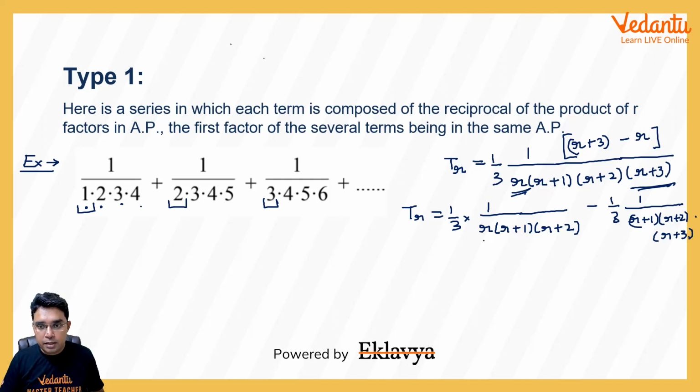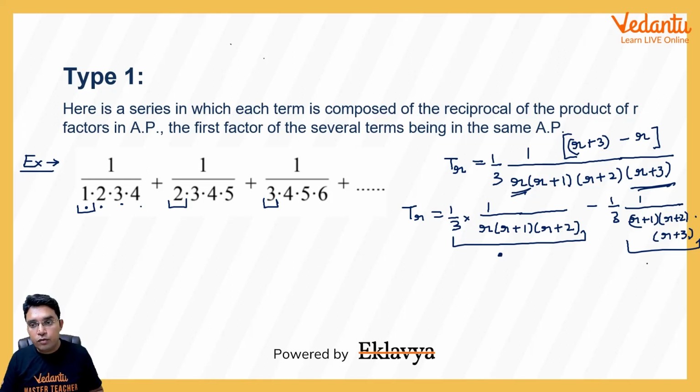Now you can check. These two terms are such that if you replace R with R plus 1, you will get this. If you replace R plus 1 by R, you will get this. Okay. Now you will be able to see how the VN method will work here.